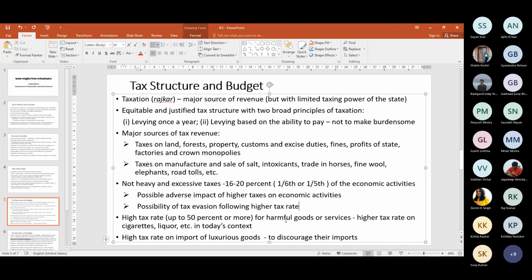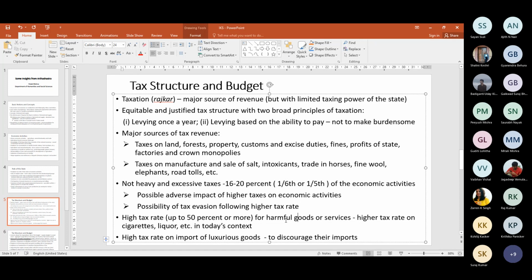For example, in the Indian context also, we have seen for long the policy of import substitution and export promotion. High import duties on various items so that imported items become expensive, imports are discouraged, and domestic production takes place in the process.